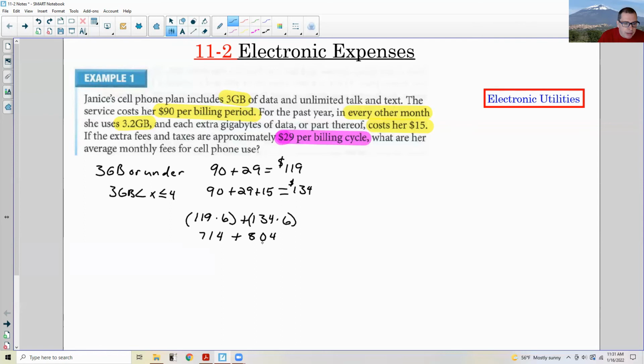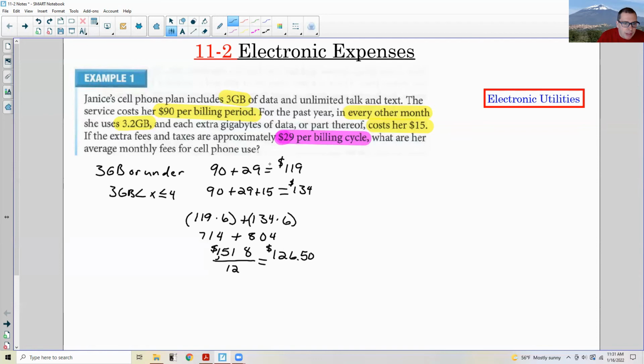So then when we calculate the total of these two, we're going to get 8, 1, and 7. 8 and 7 is 15. So her annual cost to have this self-service is $1,518. It says, what are her average monthly fees? So now you take that 1,518 and divide it by 12. And that is going to give you $126.50. That was her average fee.